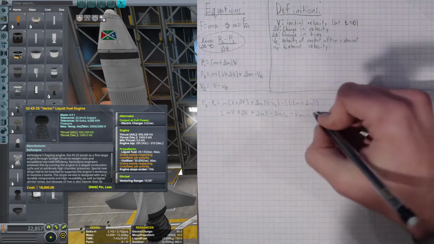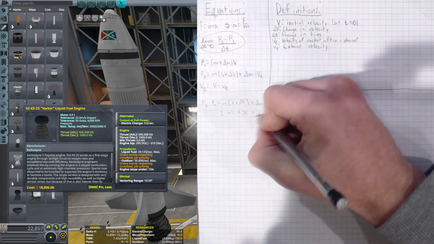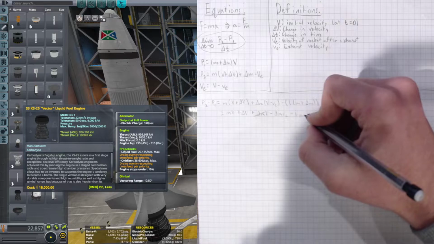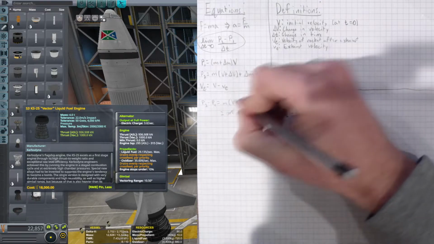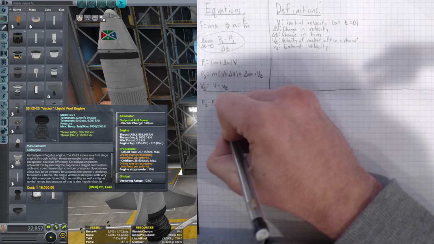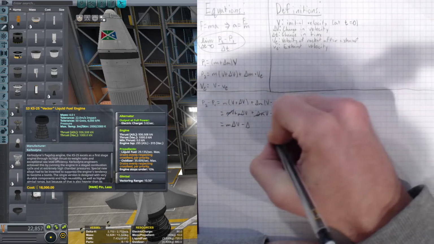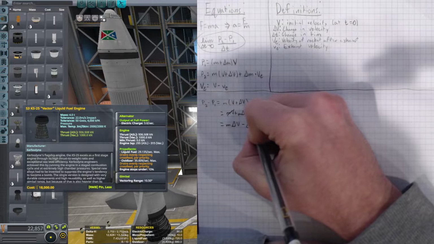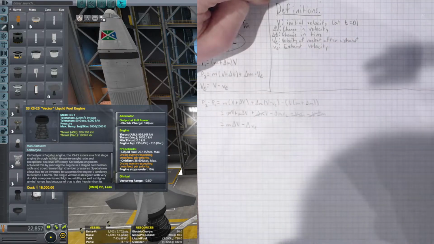So here a few things cancel out. The delta MVs cancel out, the VMs cancel out. Okay, I made a little mistake. I forgot to put in an M here, but then we are left with M delta V minus delta M VE, which of course is our exhaust velocity.